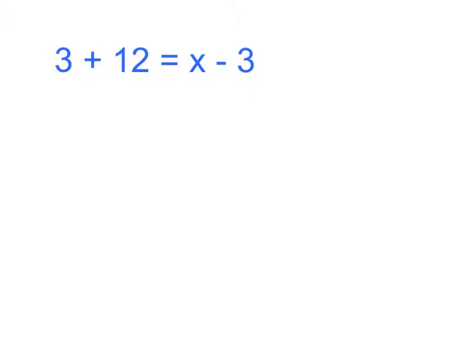All right, so this is our first problem. 3 plus 12 equals x minus 3. Now, what we're trying to do here is solve for x. X is an unknown number or an unknown value, also known as a variable.